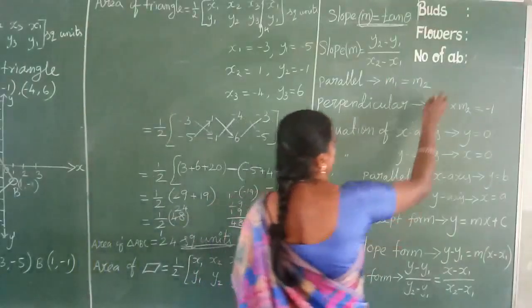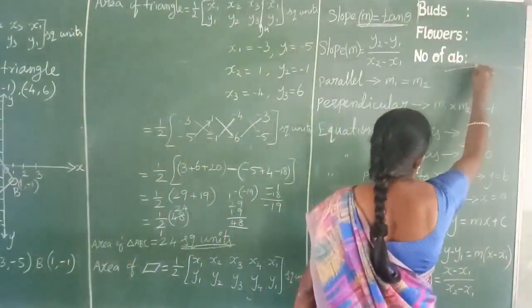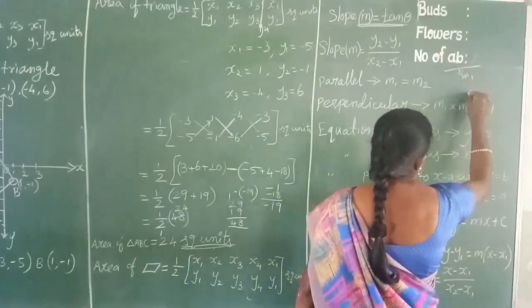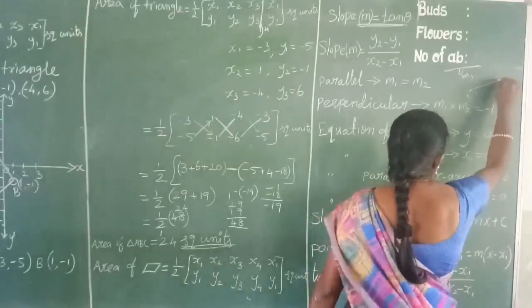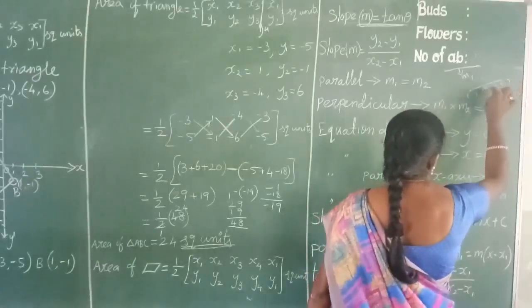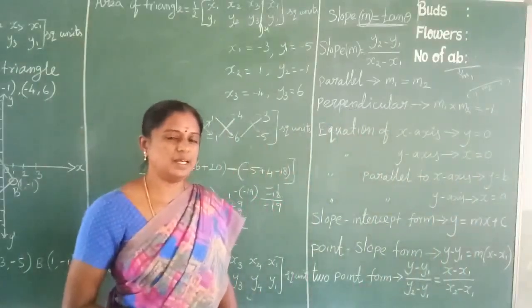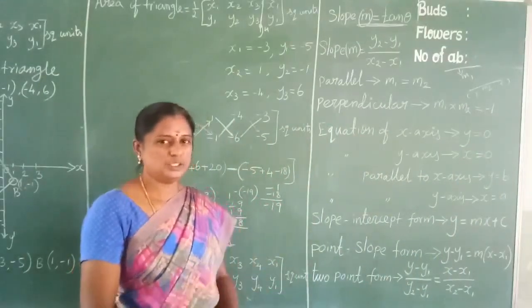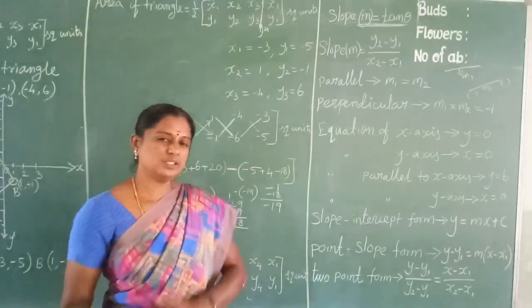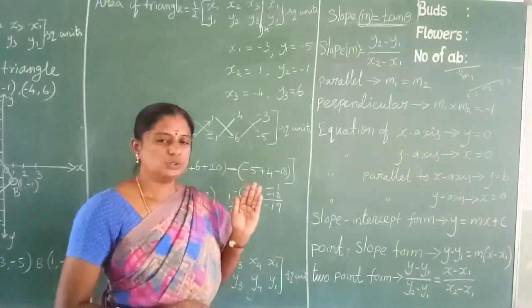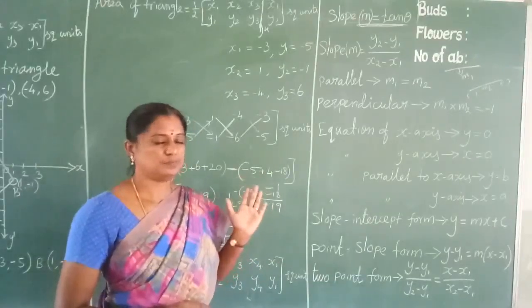Suppose 2 points are given, one here and one here. Join them and we get 1 line, and this slope you find as m1. Another point, join it and you get 1 more line, that is m2. You want to check whether these 2 lines are parallel. Separately you find one line's slope, m1, and the other line's slope, m2. If the 2 slopes are equal, the 2 lines are parallel.